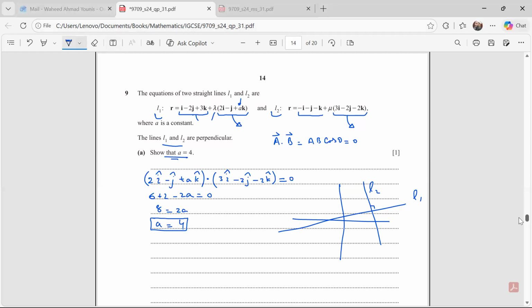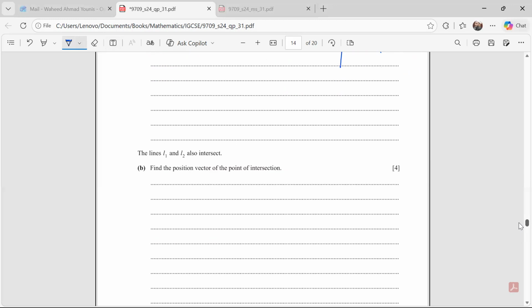Now, the second part of this question, part B, is that the lines L1 and L2 also intersect.